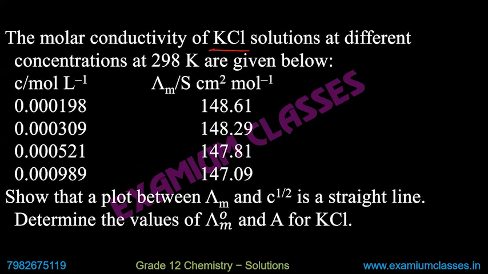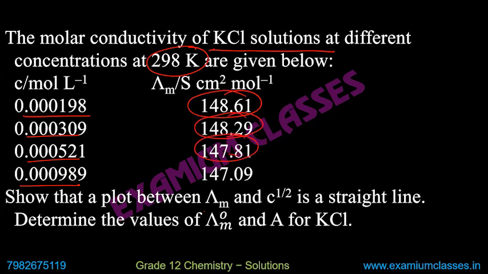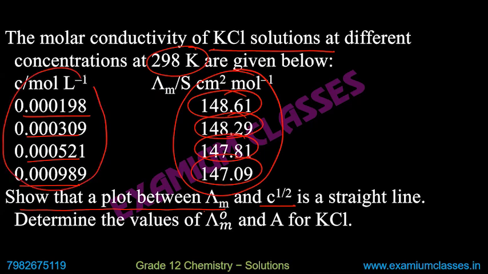Molar conductivity of KCl solution at different concentrations at room temperature is given here. So C is given, obviously you will calculate the square root of C, and based on that the lambda m values. Show that a plot between lambda m and square root of C is a straight line. So what you need to do is convert this data into the same thing. This will remain the same, but you need to have the square root of these. From that, you will draw the graph, and when you draw the graph, it will come out to be a straight line.